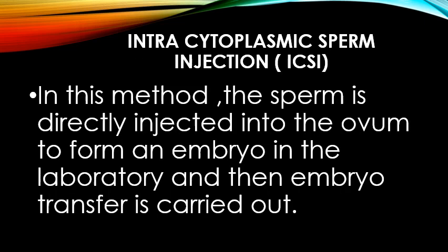Next is intracytoplasmic sperm injection, ICSI. In this method, the sperm is directly injected into the ovum to form an embryo in the laboratory, and then the embryo is transferred into the female body for the development of the embryo.